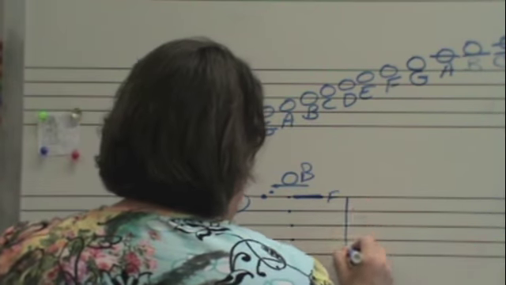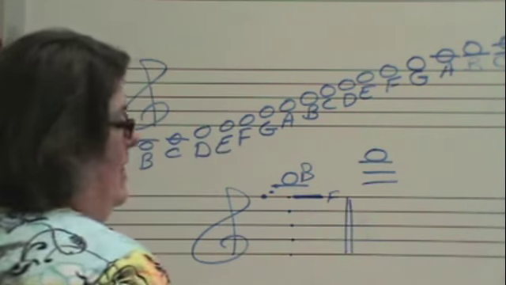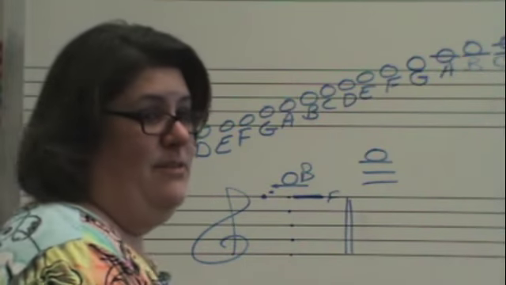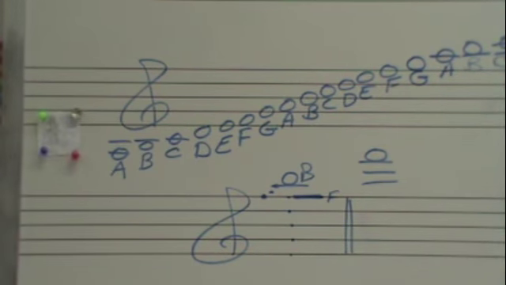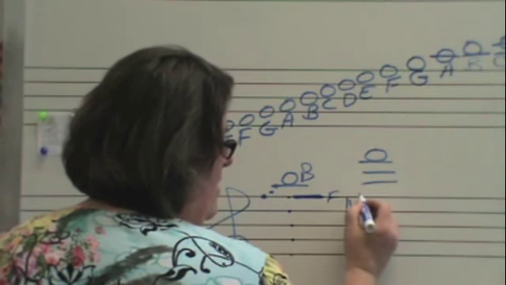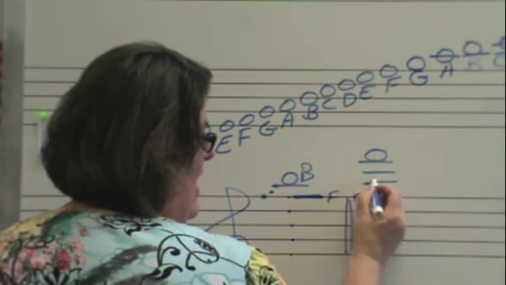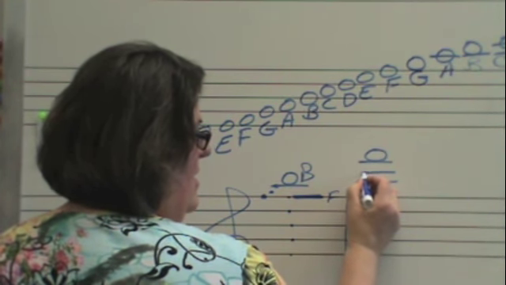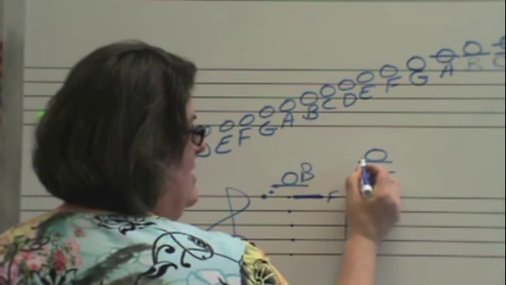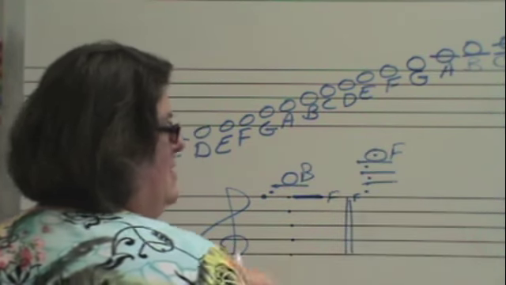Here's another one. That's a really high note. I'll go play it on the piano. I'm sorry, this one. Here's how you figure this one out. Same thing. This is F, G, A, B, C, D, E, F. It's a high F.